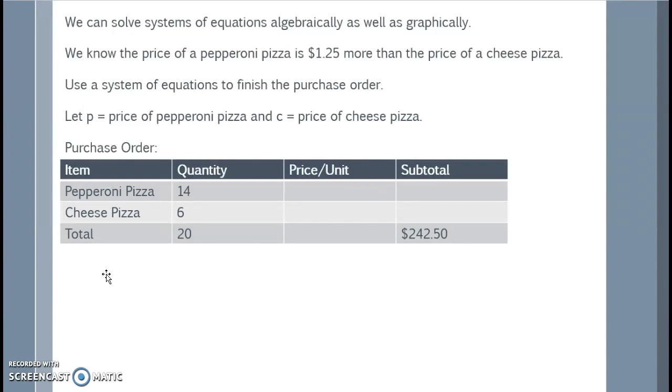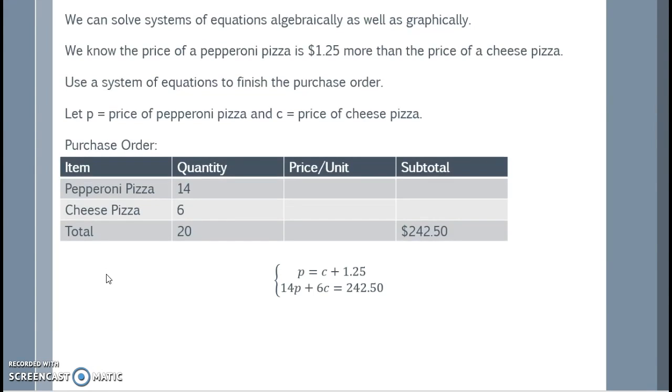We can solve systems of equations algebraically as well as graphically. Let's say we know the price of a pepperoni pizza is $1.25 more than the price of a cheese pizza. Let's use a system of equations to finish this purchase order. Let P equal the price of a pepperoni pizza and C be the price of a cheese pizza. Here we have 14 pepperonis, 6 cheese for a total of 20 pizzas. We don't know their price per unit, but we do know that it costs us altogether $242.50.